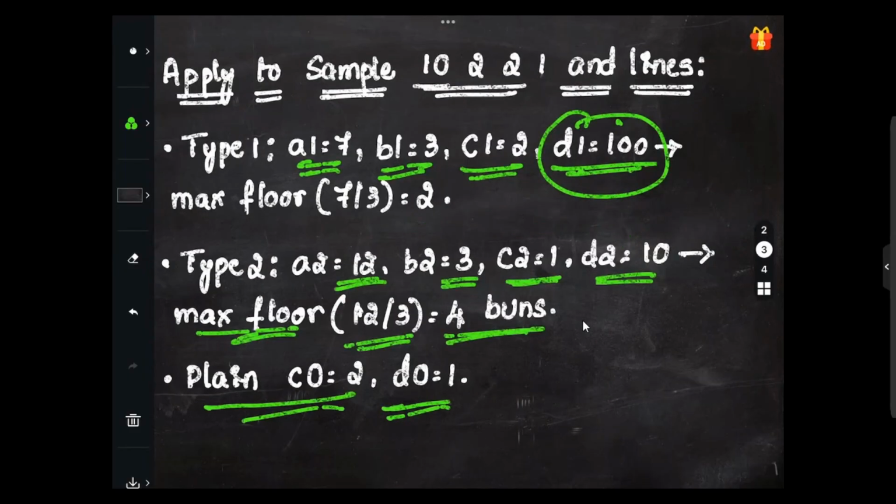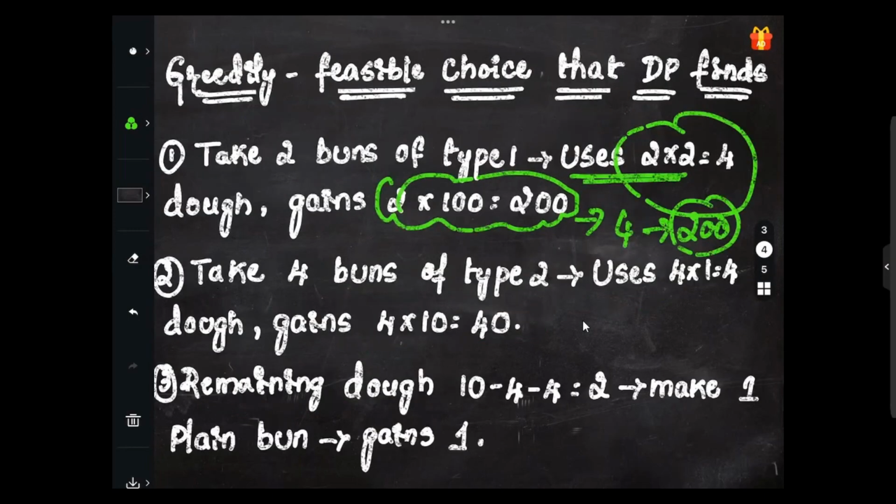So again here we have d2 equals 10, and we are going with 4 dough, because we are taking 4 buns of type 2. So this will be 4 into 10, because we have d2 equals 10 here. 4 into 10 will be 40 basically. So this is 200, and this becomes 40.